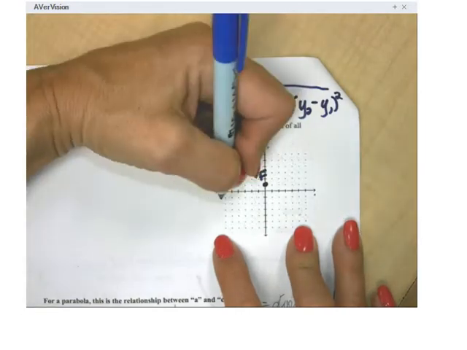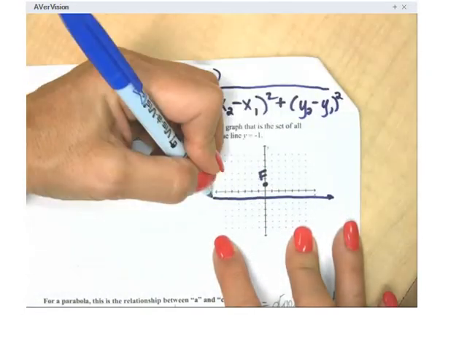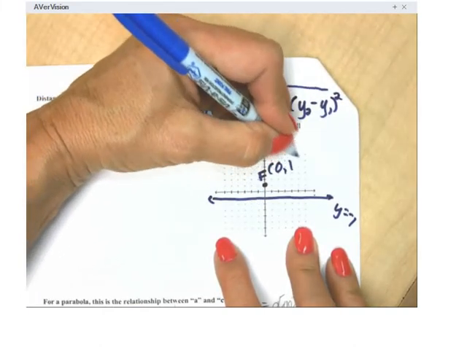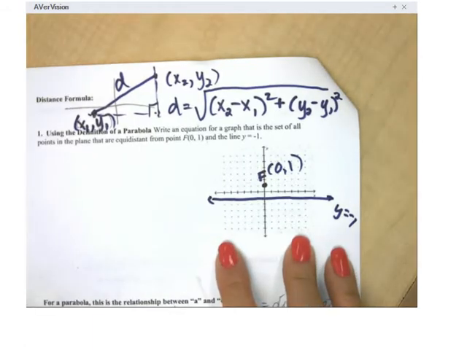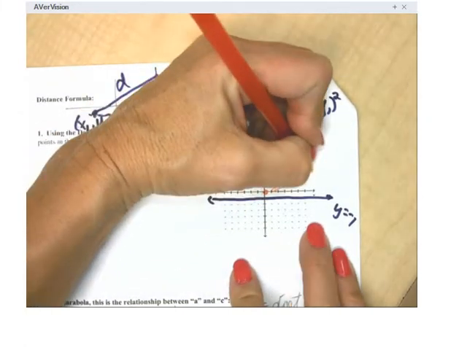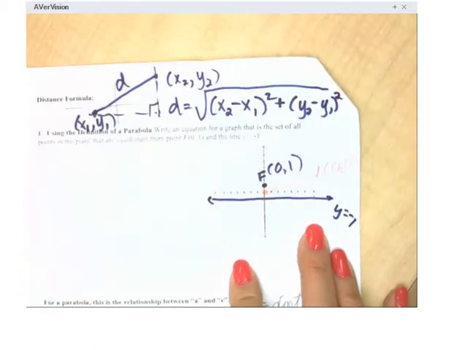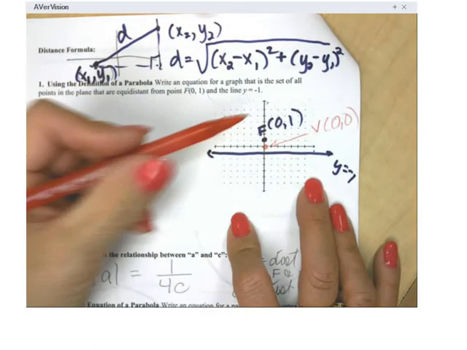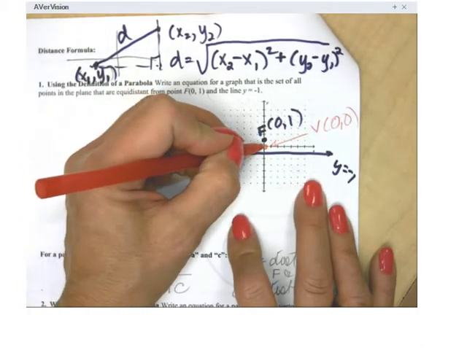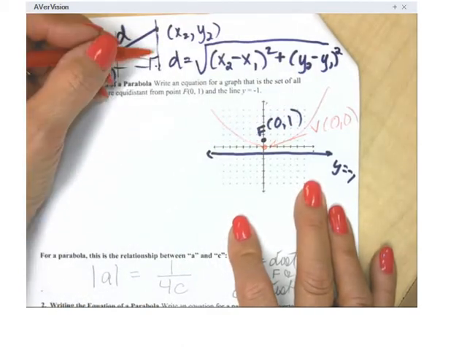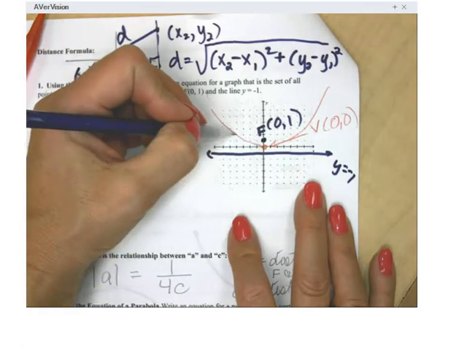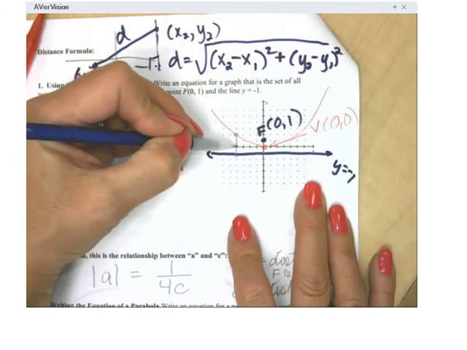So let's go and read the information. It says, write an equation for the graph that is the set of all points in a plane that are equidistant from a point (0, 1). So I've got to find that (0, 1). (0, 1) is a point right there. So there's my focus. And the line y equals negative 1. So here's y equals negative 1. And that focus again is at the point (0, 1). Now, just looking at that, I can see where the vertex is right away. That vertex is halfway between these two. It is right there, good to go. The vertex is going to be at the origin.